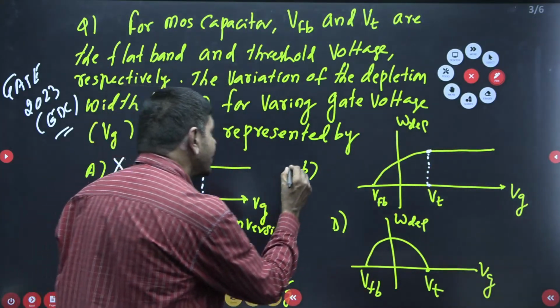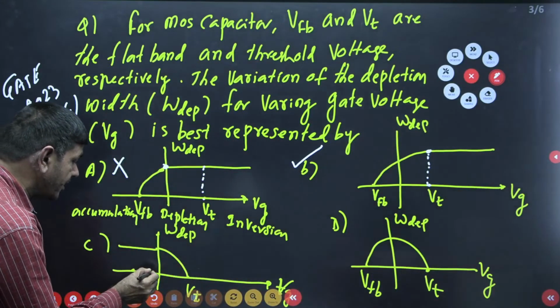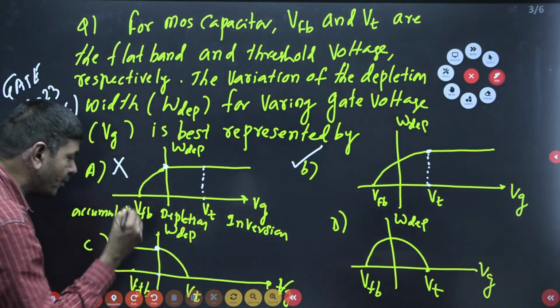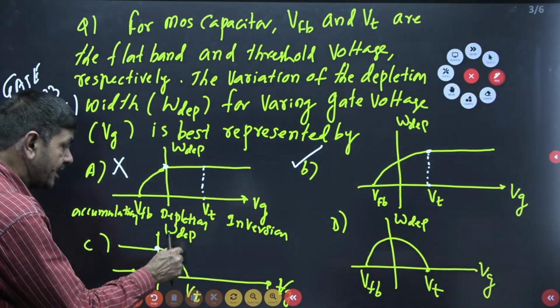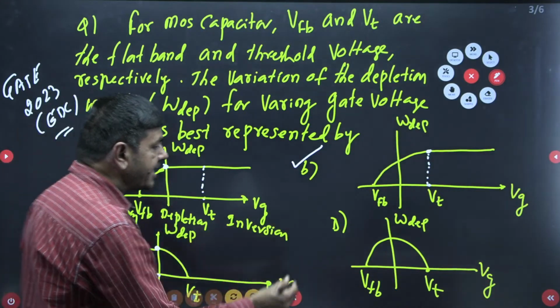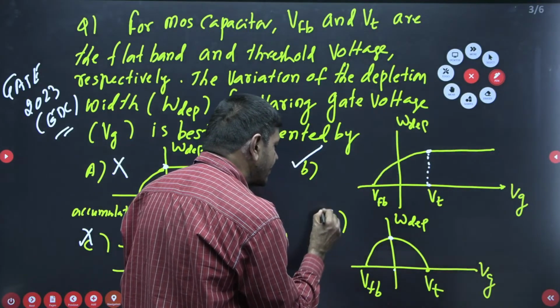So 100% this is correct. Even the third one, watch it, it is impossible. When VG equals 0, I am getting the maximum? No. At threshold voltage only is the maximum W_DEP required. This is also not correct. But if it is taken that even at VG equal to 0 I am getting the maximum, 100% this is also correct.